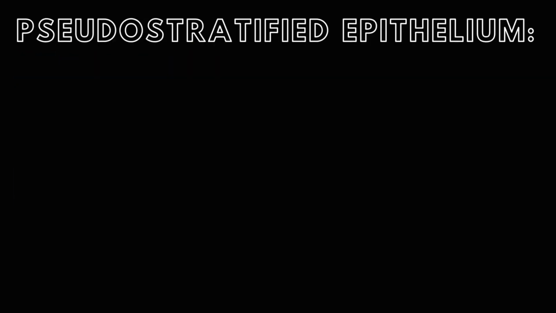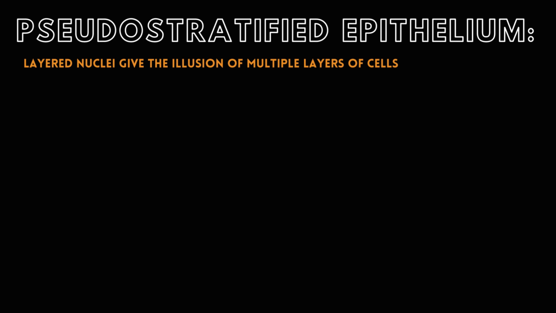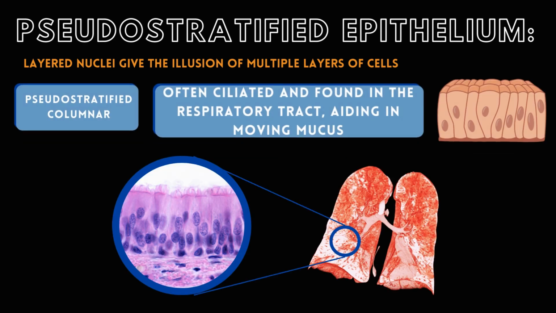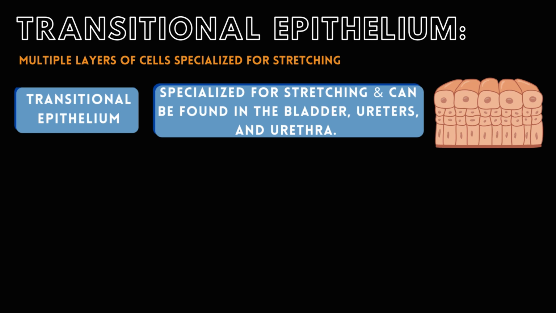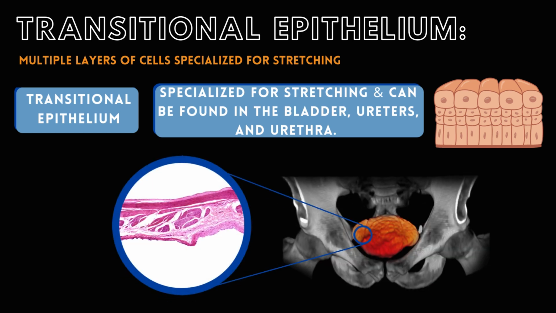Pseudostratified epithelium. Appears to be multiple layers due to nuclei being at different levels, but it's just 1 layer. Pseudostratified columnar. Often ciliated and found in the respiratory tract, aiding in moving mucus. Transitional epithelium, specialized for stretching and can be found in the bladder, ureters, and urethra.